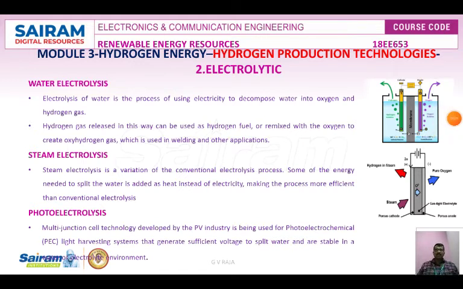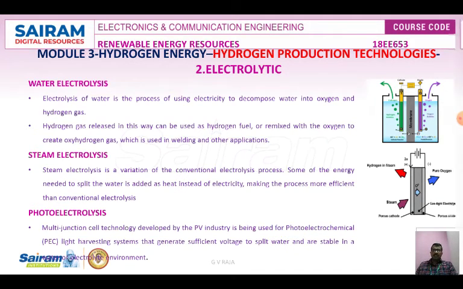Another method is the photoelectrolysis method. Here also we are using solar energy, a photoelectrochemical light harvesting system, in order to generate sufficient voltage to split the water in a stable water environment. But the percentage of conversion for hydrogen production is nearly 12 percent.